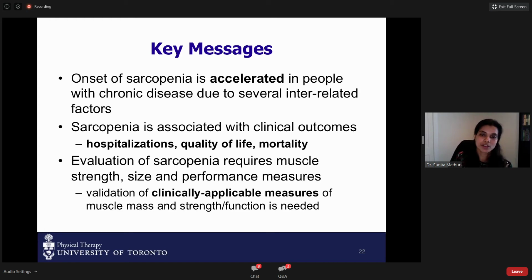And the evaluation of sarcopenia requires muscle strength, size, and performance measures. And the validation of clinically applicable measures are needed so that we can move some of these findings into the clinical setting, and clinicians can actually identify people who have sarcopenia and provide them with adequate strategies to mitigate it. So I want to thank you for your time and open it up for any questions.